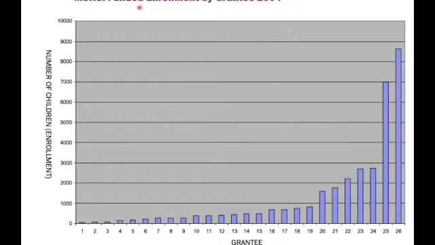And an even better visualization than just the numbers is to turn it into a chart, like a graph. This one is a bar chart in ascending order. This would be the number of children enrolled by grantee. So we have the grantees, and then the number of children enrolled.